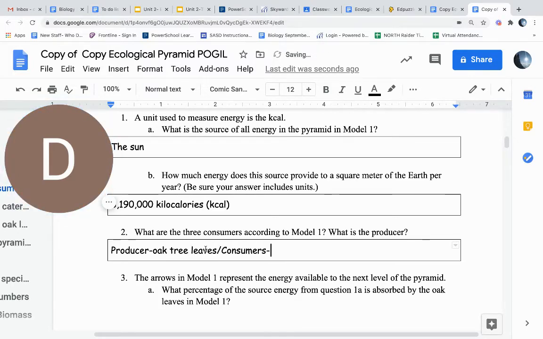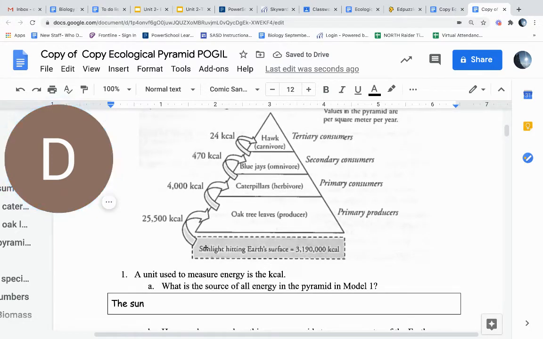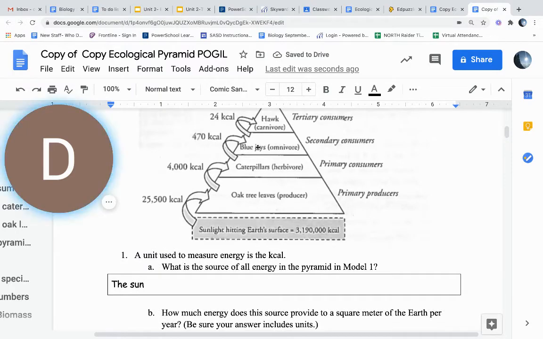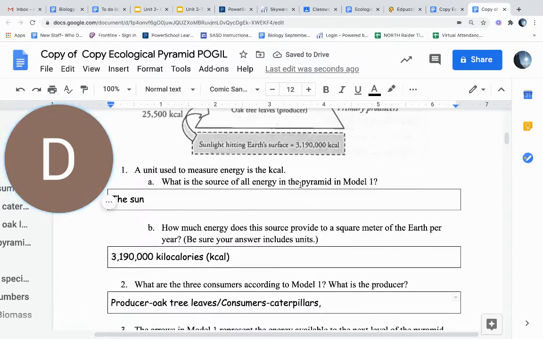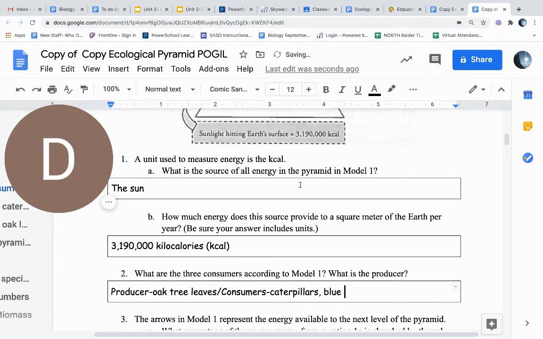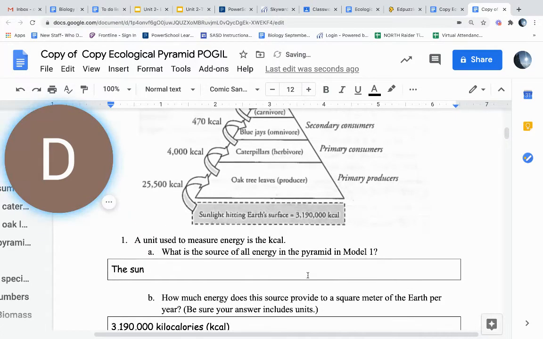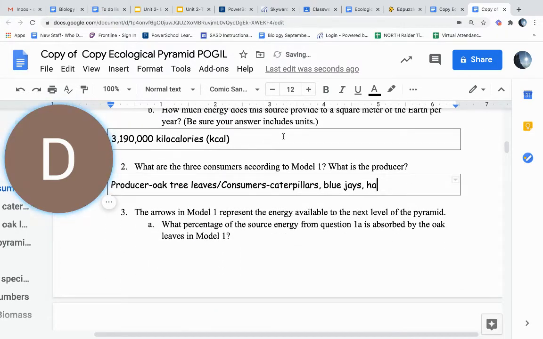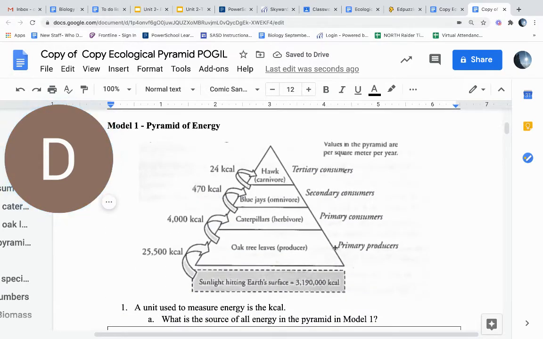Consumers are going to be the ones above it. Whatever is eating the primary producer is the primary consumer. So the caterpillars are a consumer. Also, the blue jays, the bird that eats the caterpillar, would be a consumer. And also whatever is eating the blue jays, the hawk, the larger predatory bird, is the tertiary or third level consumer at our 4th trophic level. Remember, 1, 2, 3, 4. It's a little bit different than how we name consumers.